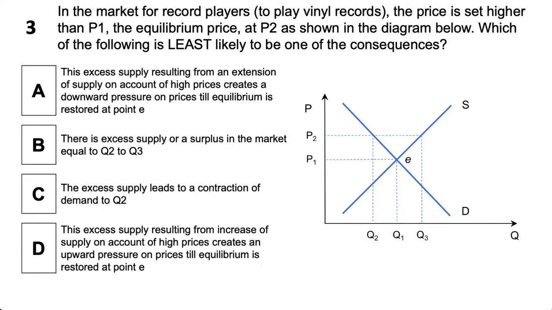So we've set a price initially, P2, which is higher than the market clearing price. And the question is, which of the following is least likely to be one of the consequences of that? What do we think? So let's take a look. The answers are coming through.